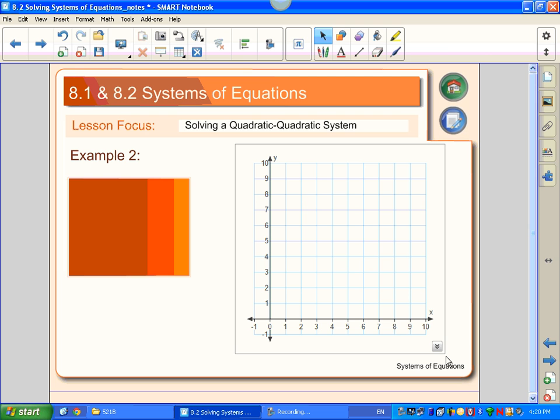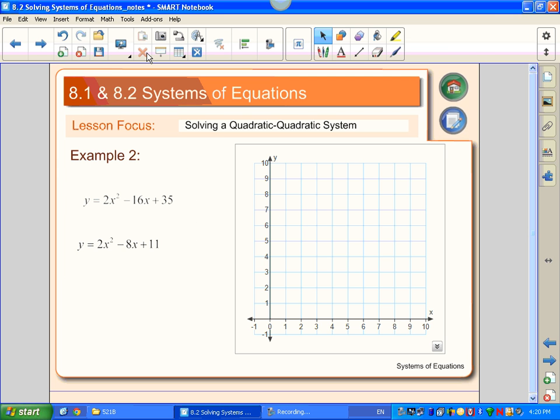Let's look at a second example. So here are our equations. This tells me I have two quadratics, and you could sketch these by hand, draw them out. I'm going to use the technology, and let's look at the graph and let the graph tell us what the solution to the system is.